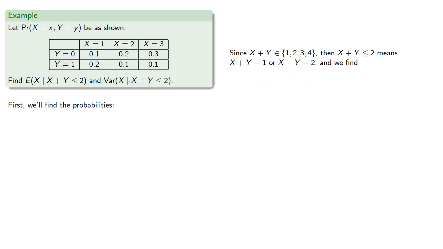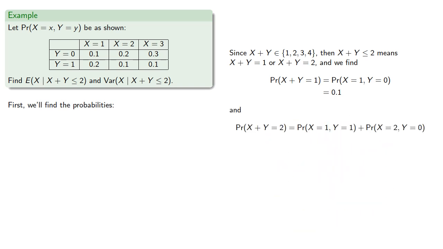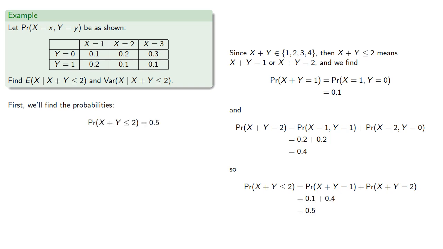Now if the sum is 1, the only way that can occur is if x is 1 and y is 0. And so we get, if the sum is 2, that can occur in two different ways. And so our probability is, and so the probability that the sum is less than or equal to 2 will be.